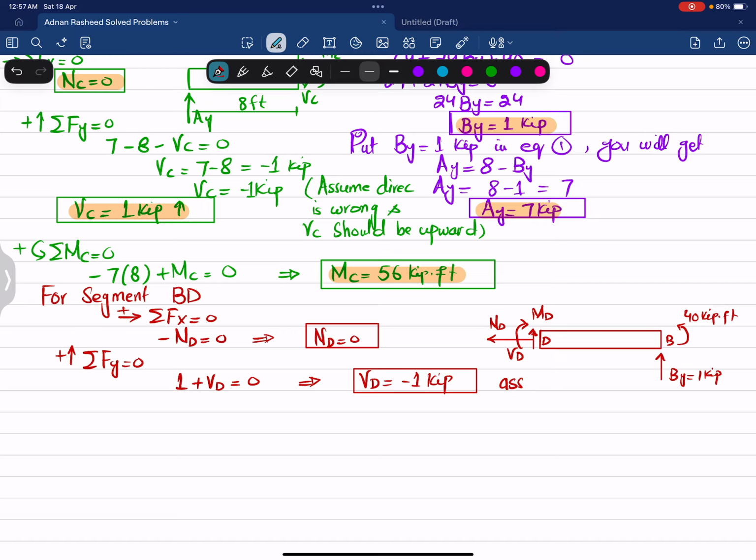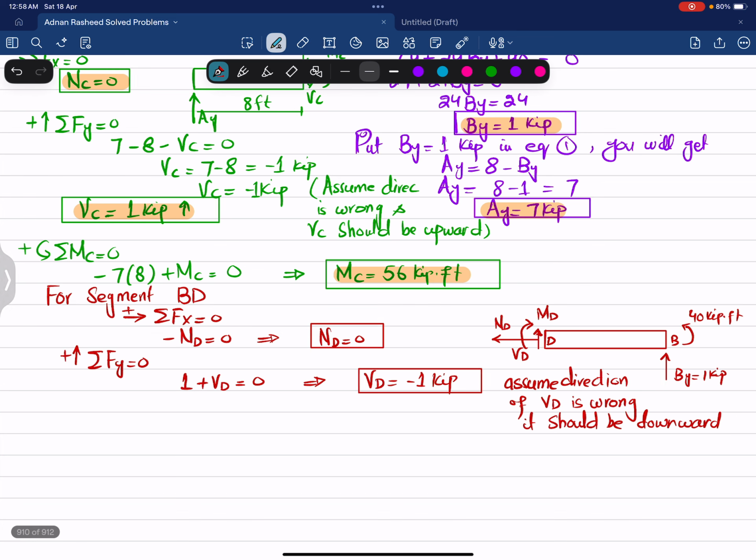I will write assumed direction of Vd is wrong. It should be downward. So our correct answer that Vd will be equal to 1 kip and it will be downward.